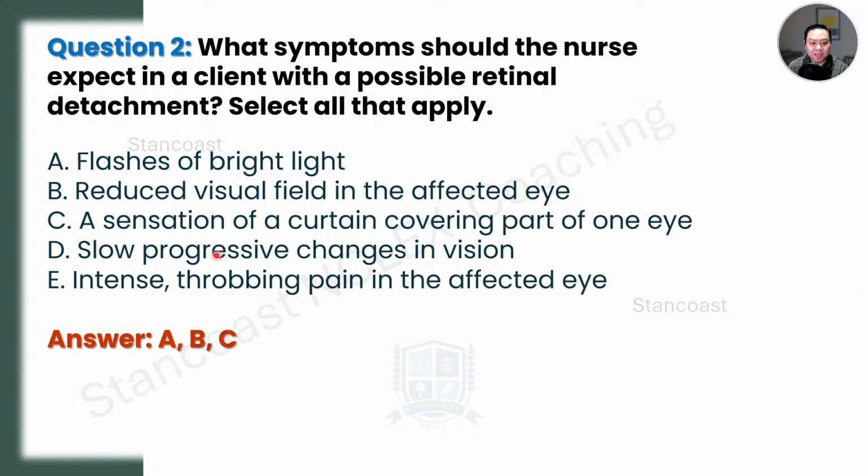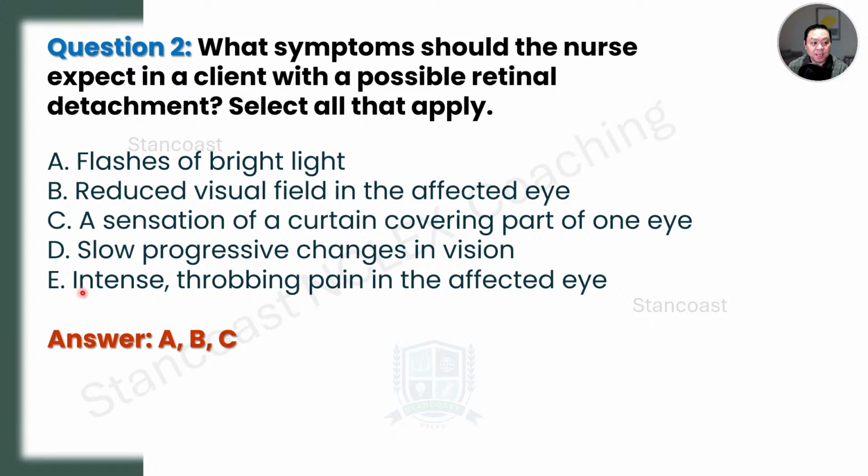Now, letter D is incorrect. Slow progressive changes in vision. This is incorrect because we know that retinal detachment can become sudden. It's not gradual in affecting the vision. Okay, so if you select slow progressive changes in vision, this is more appropriate to cataracts or let's say the open angle glaucoma.